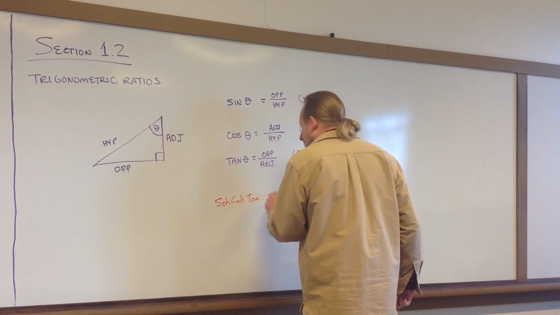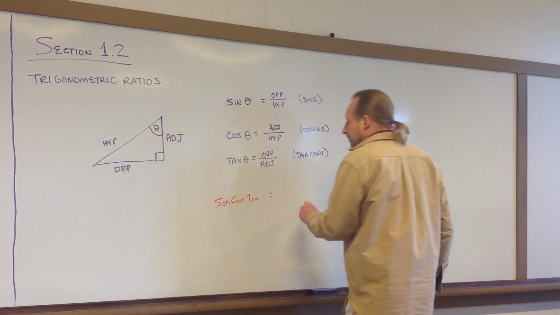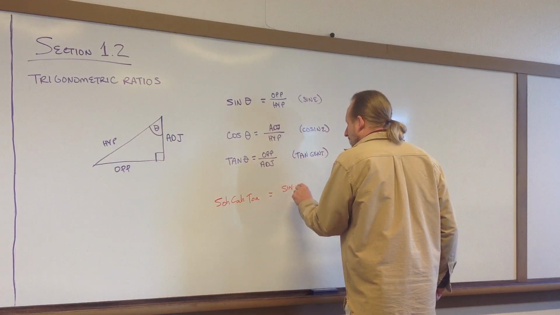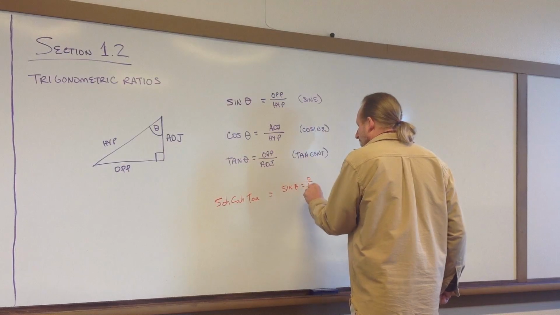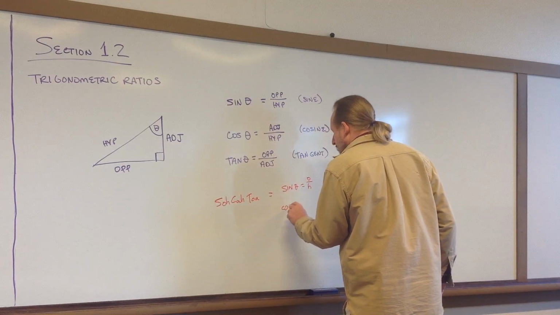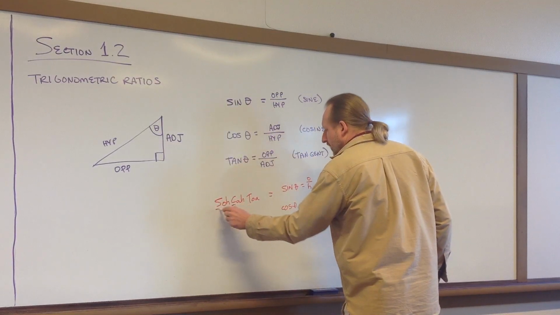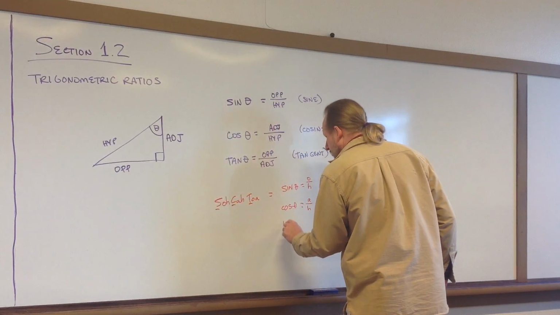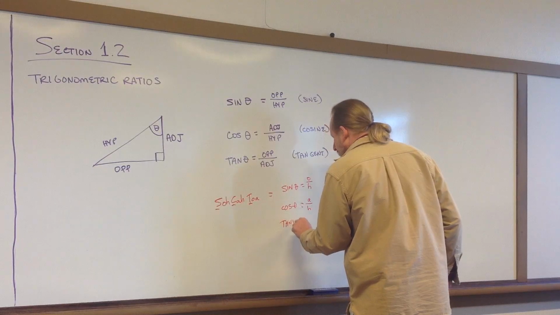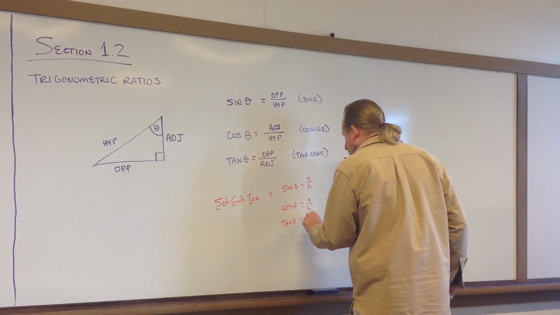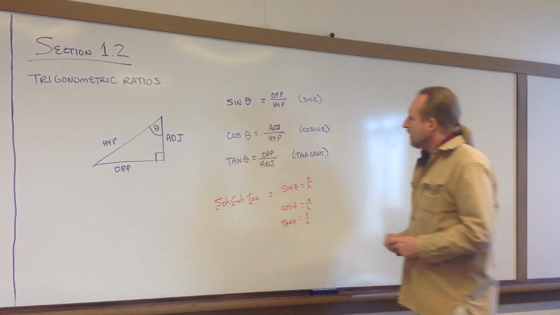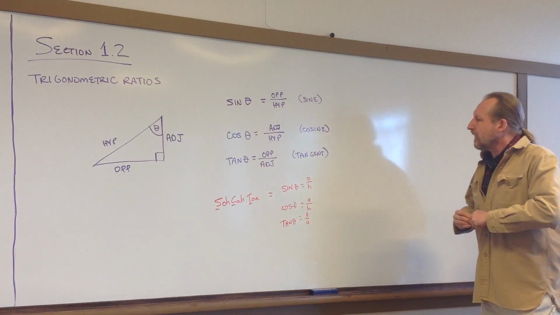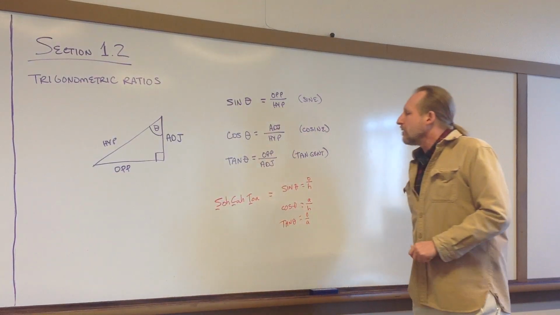SOH CAH TOA, and that implies that the sine for an angle is the opposite over the hypotenuse. The cosine for the angle is the adjacent over the hypotenuse. And the tangent for an angle is the opposite over the adjacent. So that's one way that you can memorize this if you want to.